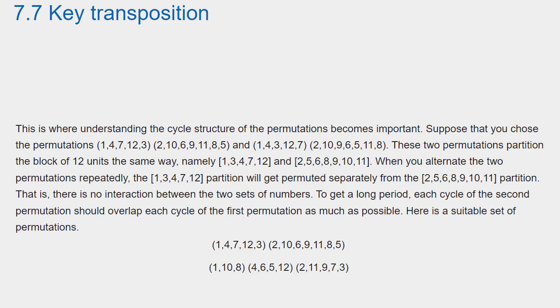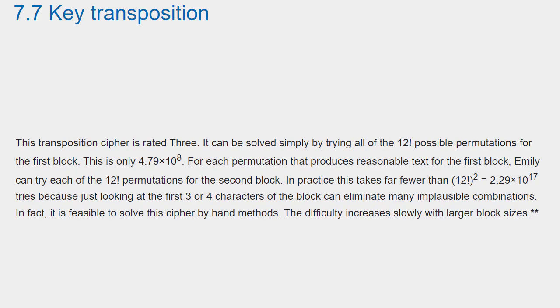To get a long period, each cycle of the second permutation should overlap each cycle of the first permutation as much as possible. Here is a suitable set of permutations. This transposition cipher is rated 3. It can be solved simply by trying all of the 12 factorial possible permutations in the first block. This is only 4.79 times 10 to the power 8.